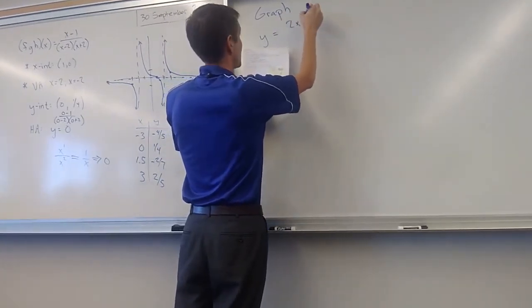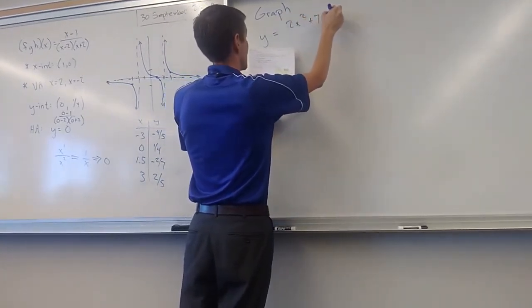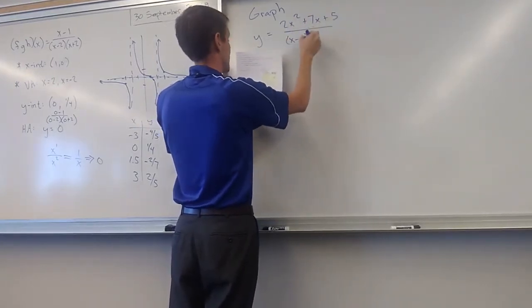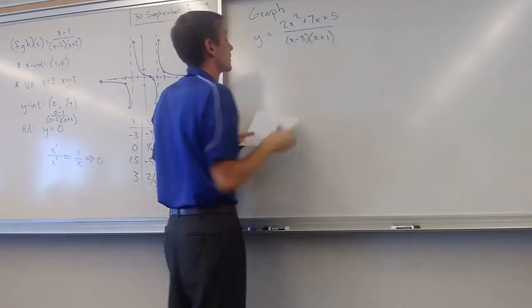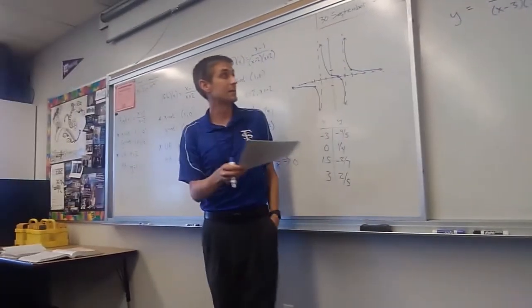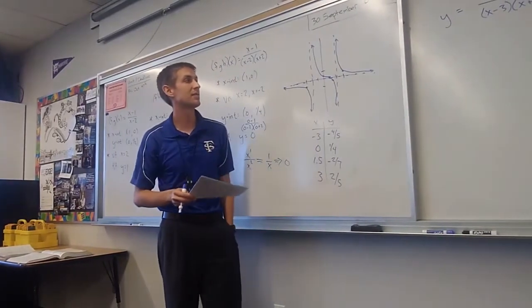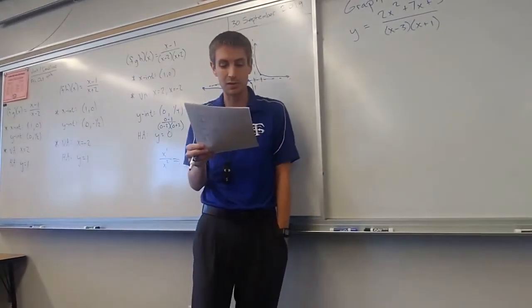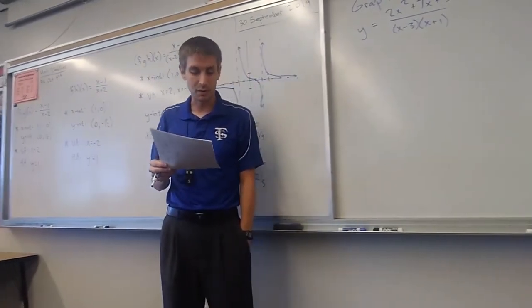Okay, second function here. Y is equal to 2x squared plus 7x plus 5, all divided by x minus 3 times x plus 1. And our goal is to graph it like we did here, but now we don't have Desmos to give us some hints. Okay, so what do we do?